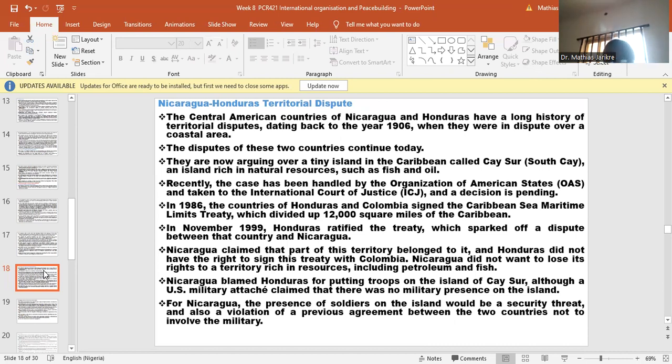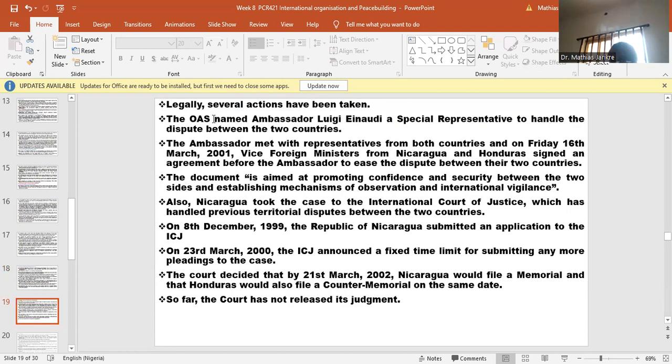For Nicaragua, the presence of soldiers on the island would be a security threat and also a violation of a previous agreement between the two countries not to involve the military. Now, legally, several actions have been taken.